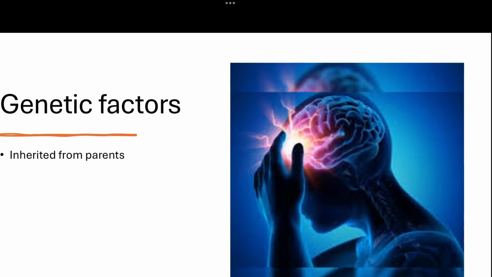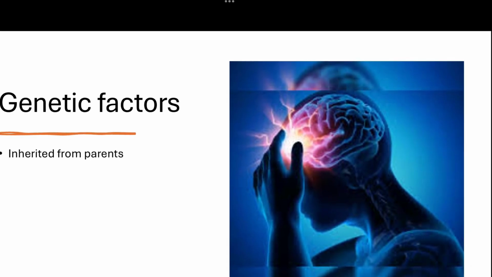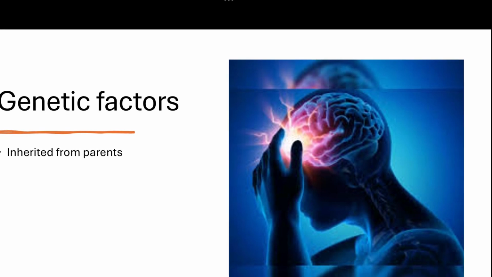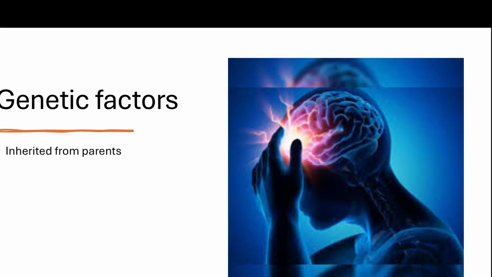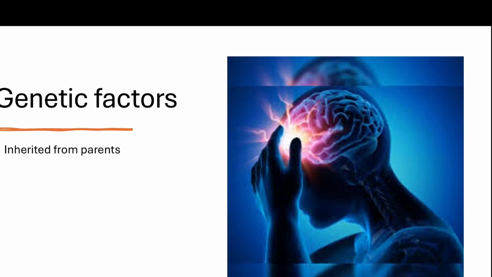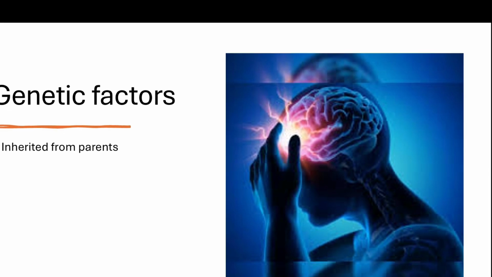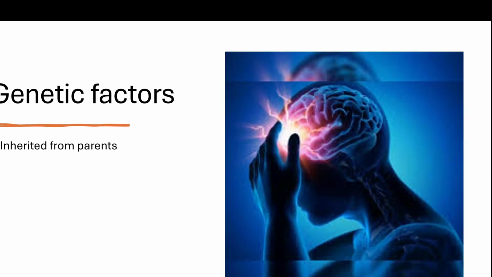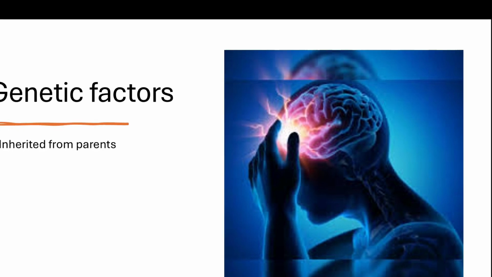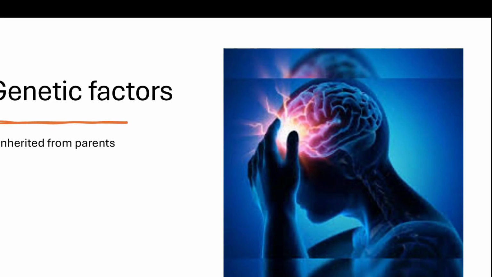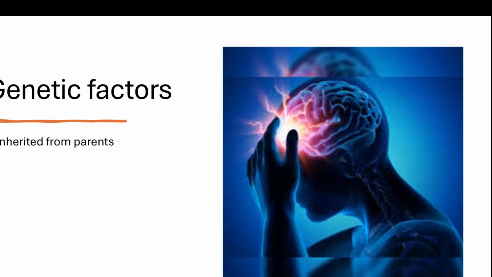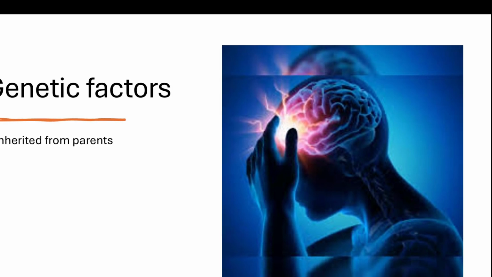Genetic factors. What are genetic factors? Brain damage can be caused by diseases inherited from the parents. Examples of genetic brain disorders are Alzheimer's disease, which causes memory loss and confusion, usually in older people. Huntington's disease affects movements, thinking and emotions. Down syndrome affects learning and development. Effects of genetic brain disorders are trouble remembering things, difficulty controlling movements, and mood and behavior changes. Can genetic brain disorders be prevented? No. But early treatment and a healthy lifestyle can help manage symptoms.